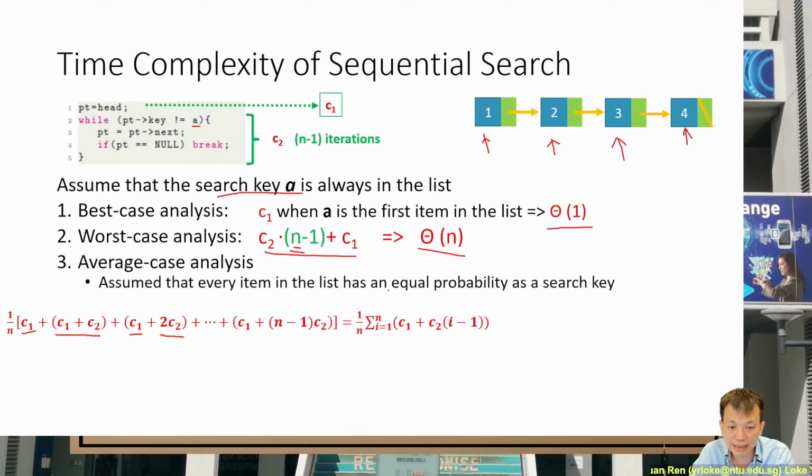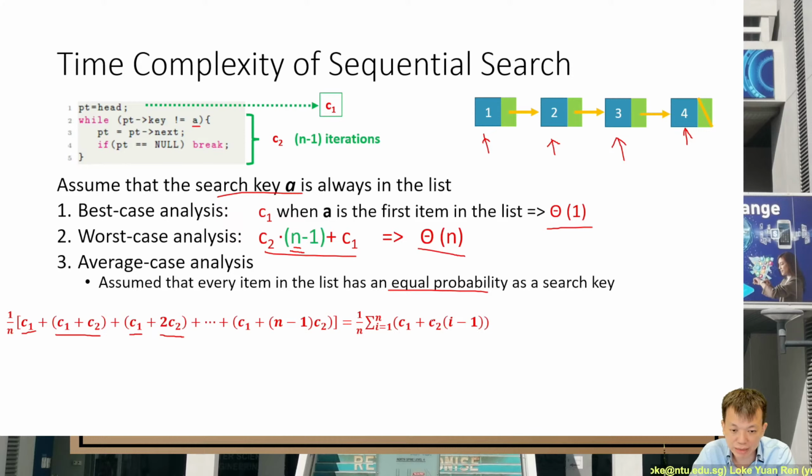Since I said they have an equal probability, that means I have n items in the linked list. So every item has an equal chance, that means 1 over n. This is the probability for each case. Every case has the same chance. So I can rewrite this series into this summation form. Easy to read, maybe.